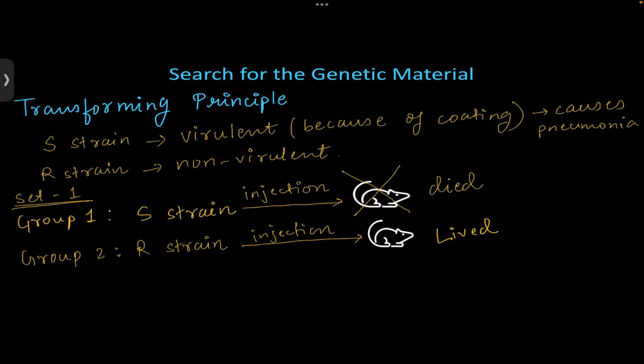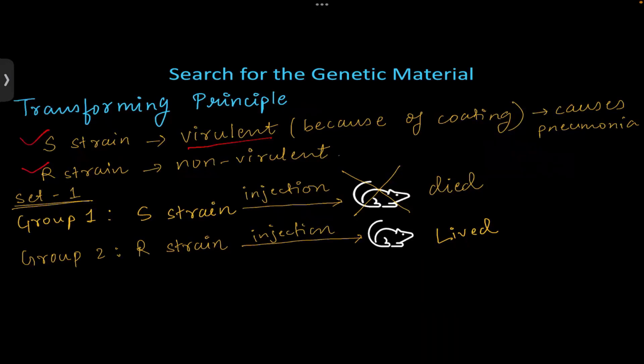Because of the type of coating, where one had a mucus coating and one didn't, the S strain was virulent. What do we mean by virulent? Virulent means it can cause pneumonia. Whereas the R strain is non-virulent, meaning it cannot cause the disease pneumonia.